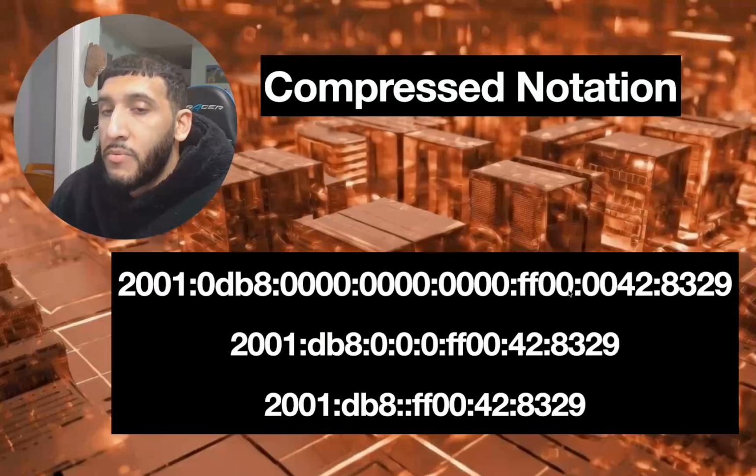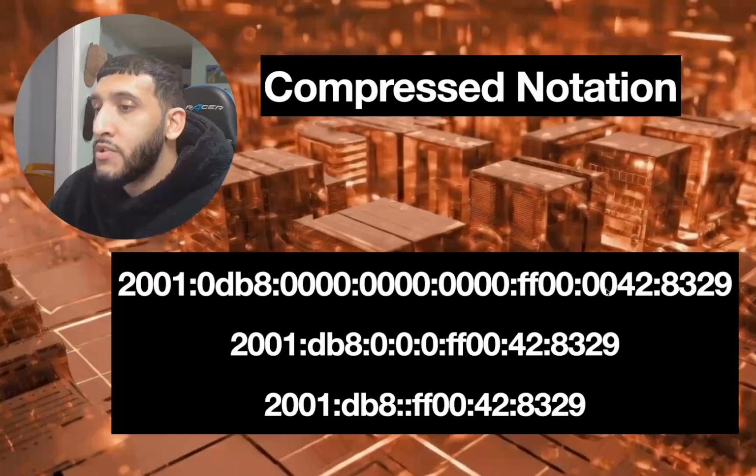And here's an example. You have 2001, 0DB8, then you have 0000 3 times in a row, then you have FF00, then you have 0042 followed by 8329. So first thing you'll do to simplify it is remove this leading zero. You'll take all these and you'll make them only 10. Then you'll take these two in front of the 42, make them just a 42, and you'll leave the 8329. So now you have this consecutive block of 3 zeros, so you'll just replace that with a double colon.